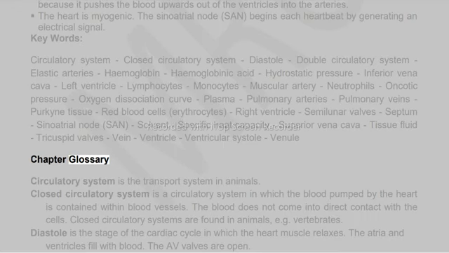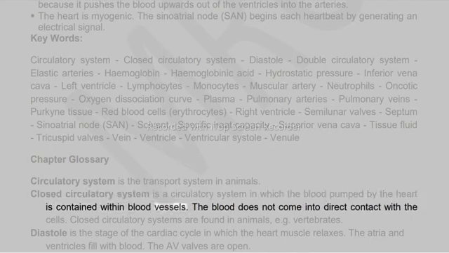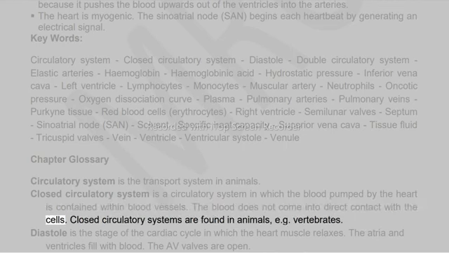Chapter Glossary. Circulatory system is the transport system in animals. Closed circulatory system is a circulatory system in which the blood pumped by the heart is contained within blood vessels. The blood does not come into direct contact with the cells. Closed circulatory systems are found in animals, e.g. vertebrates.